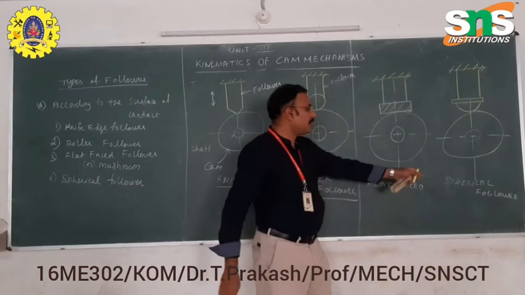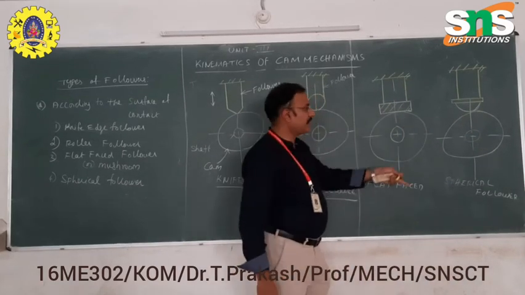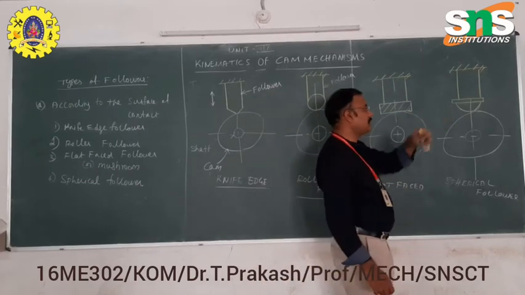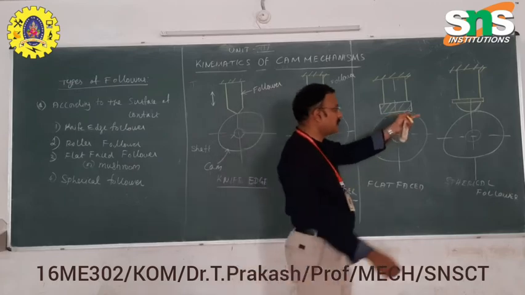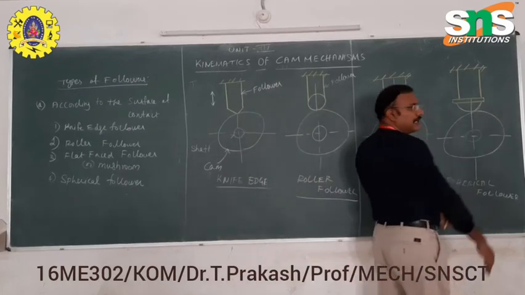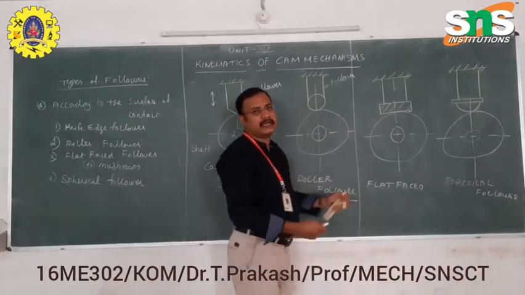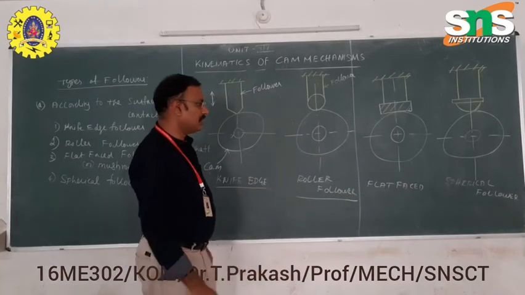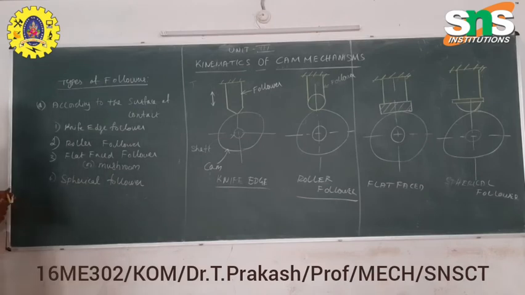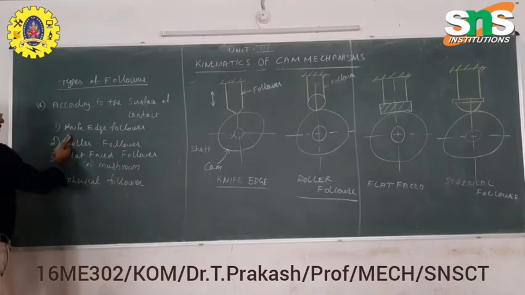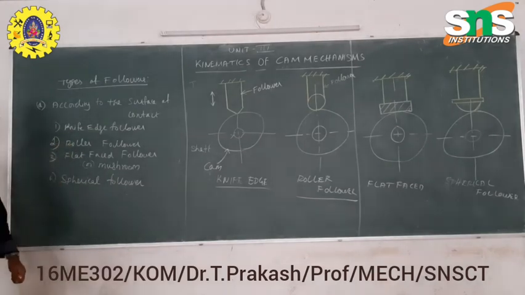The spherical follower has more advantage compared to all the three. Since the area of contact is very less, less wear and tear is possible, and also the thrust, which you have to focus on, on the cam, will be very less compared to all the followers. These are some types of followers according to the surface of contact, the edges of the follower.